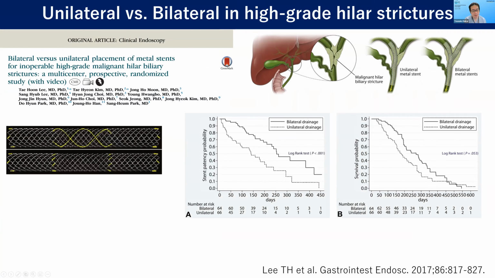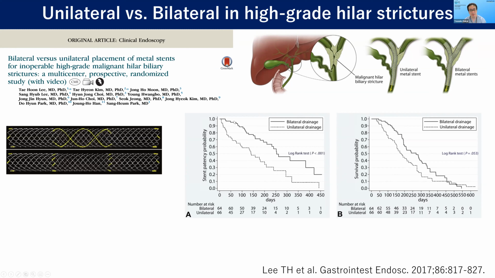This is a randomized controlled study from Korea. This is the ERCP study. They put a single stent or two stents, in both the left and right liver, in those studies. This is a unilateral stent, putting the stent in the right or left liver, or this is multiple stenting for the left and right liver. And they compare the stent patency and also survival.